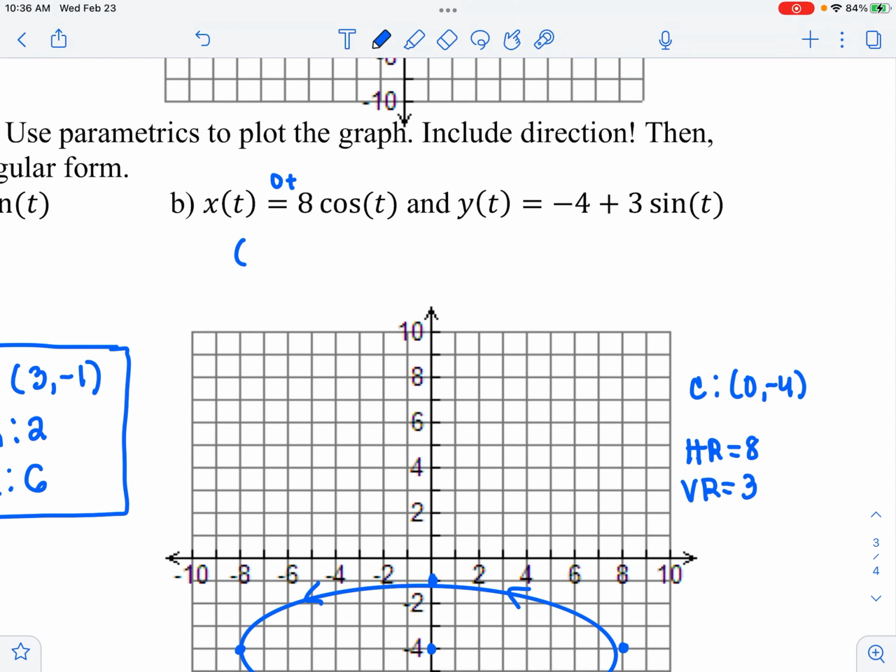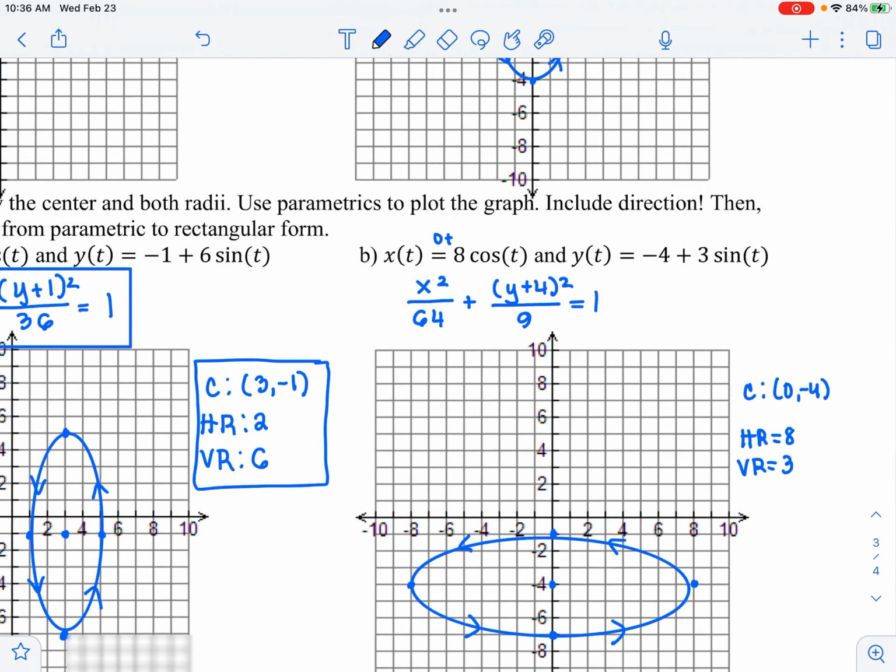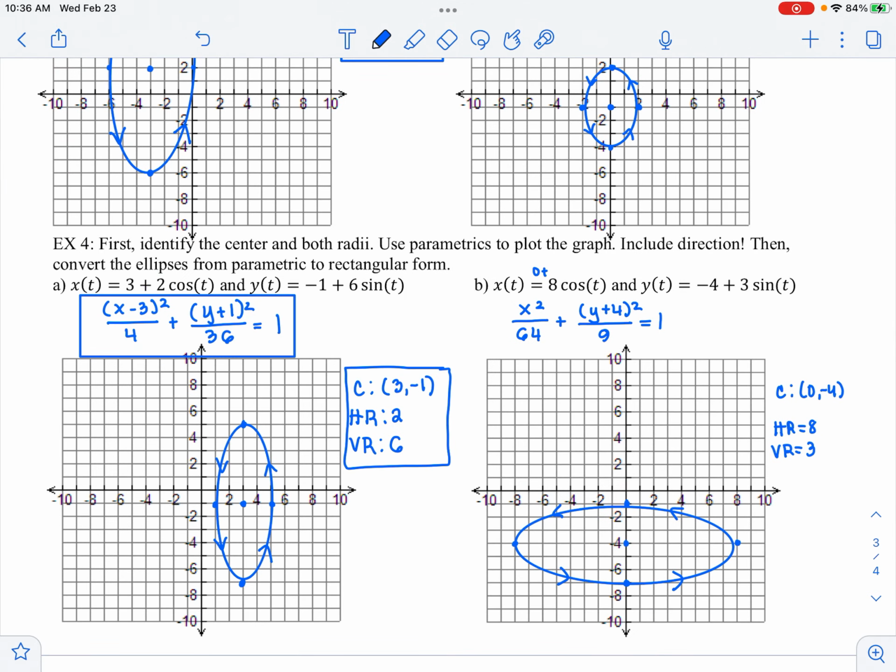So I have x minus h squared, which is just x squared. So I'm going to erase my parentheses and just put x squared. Over your horizontal radius squared, 64, plus y minus a negative, so plus 4 squared, over my vertical radius squared, which is 9, equals 1. If you look at the equation, this is still a horizontal ellipse. I'm not worried that the 64 and the 9 are in the wrong spot, because they're not. The first denominator is your horizontal radius squared, and your second denominator is your vertical radius squared.